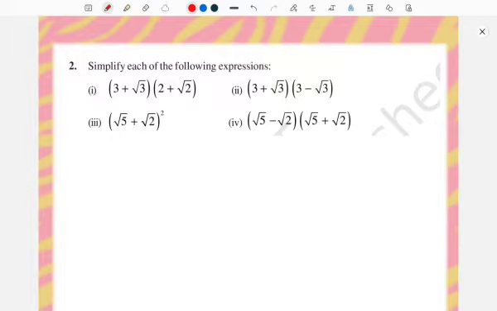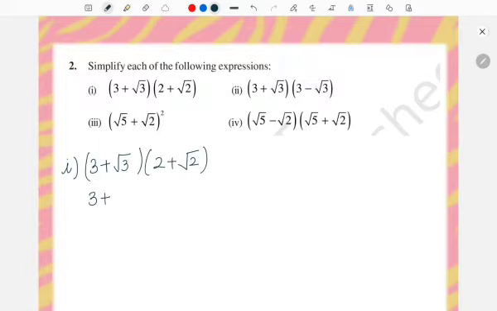It is to simplify. The first part we have here is 3 plus root 3 multiplied by 2 plus root 2. Now how do we solve these brackets? We'll open the first one: 3 multiplied by the second bracket. The second bracket would come as it is. Then we'll write the remaining of the first one, plus root 3 multiplied by again the second bracket.